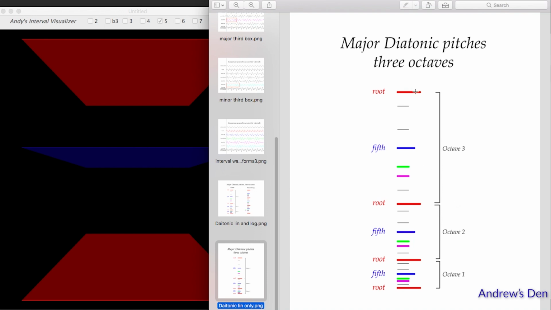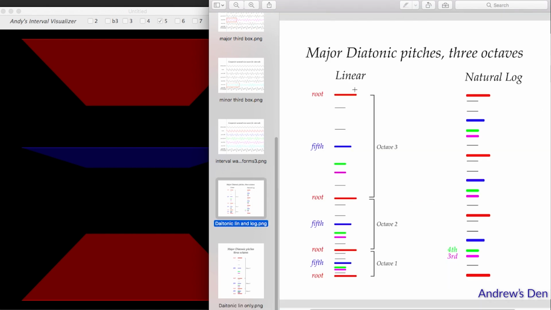And the fifth, as you see, is exactly in the center of each octave, the fifth being the blue line. It's right there in the middle. And the fifth between this octave is right in the middle, and so on. But as I said, that's not the way we hear. We hear by the natural logarithm.